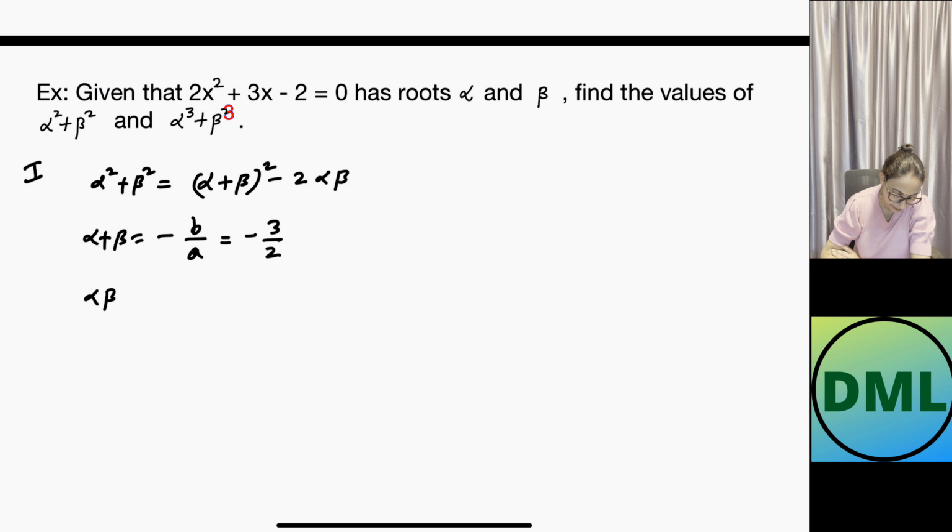Alpha beta will be given as c by a. What is my c value? My c value is minus 2, a value is 2. Let's substitute here, minus 2 over 2. This gets cancelled and it will be 1. My alpha beta is minus 1.